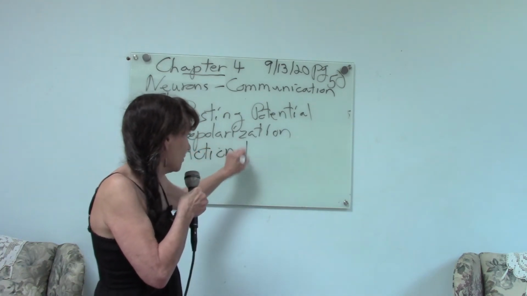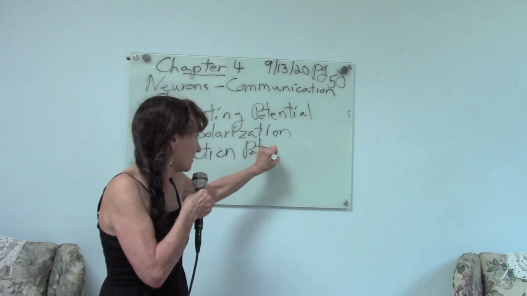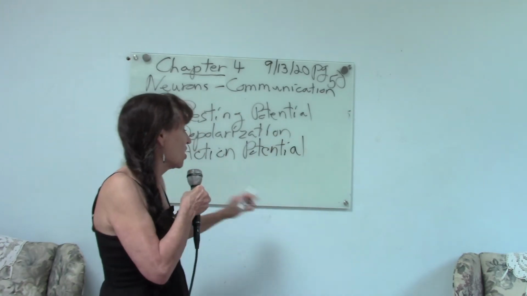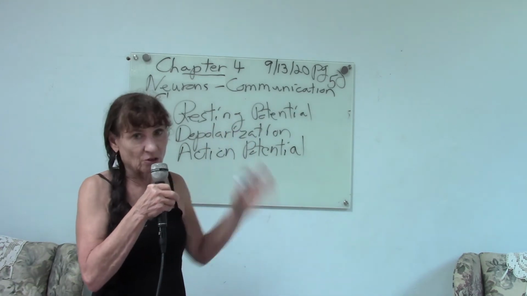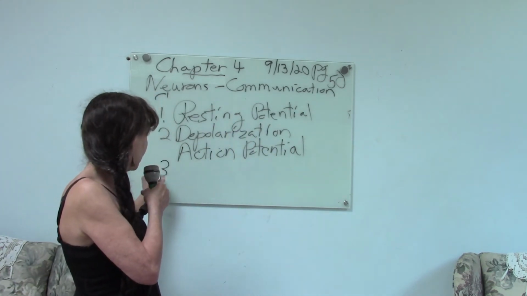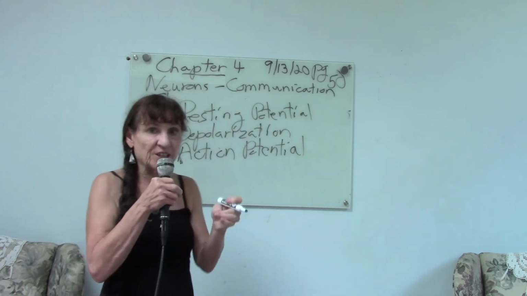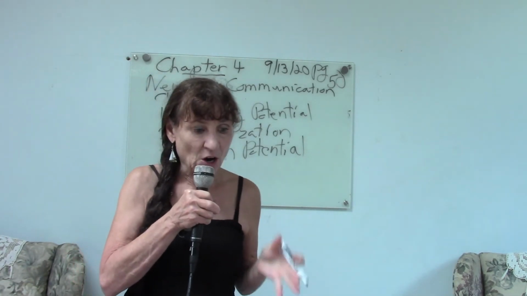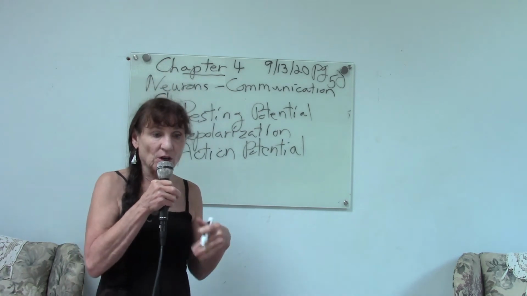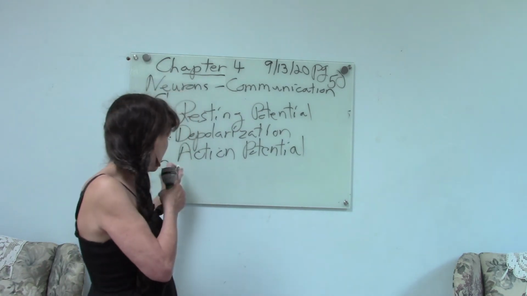And it's an all or nothing response. In other words, the charge doesn't go down halfway and then stop. Either the neuron fires or it doesn't. And in a particular neuron, that speed doesn't change. The next step is called the refractory period.